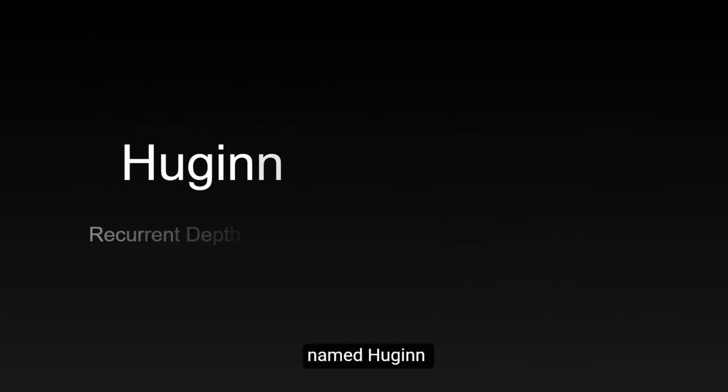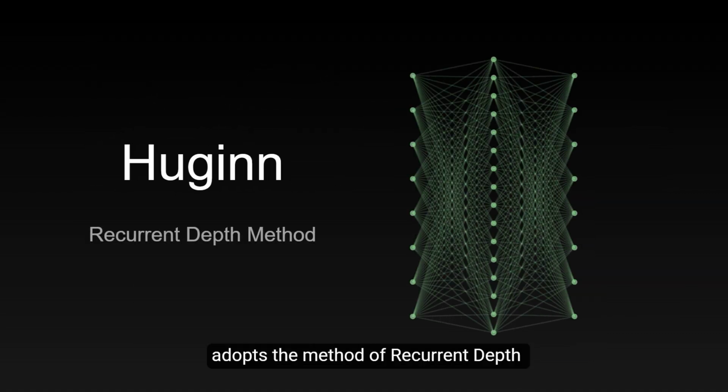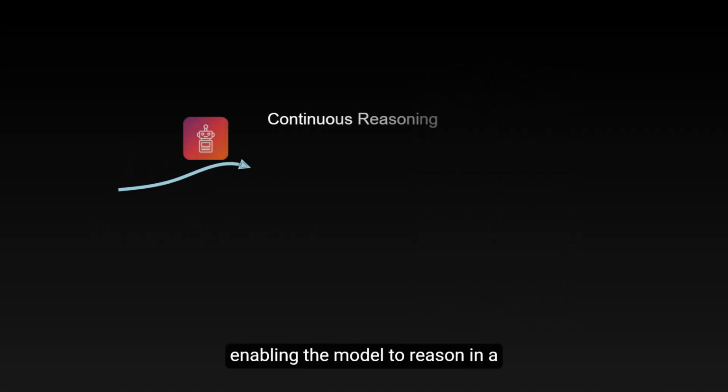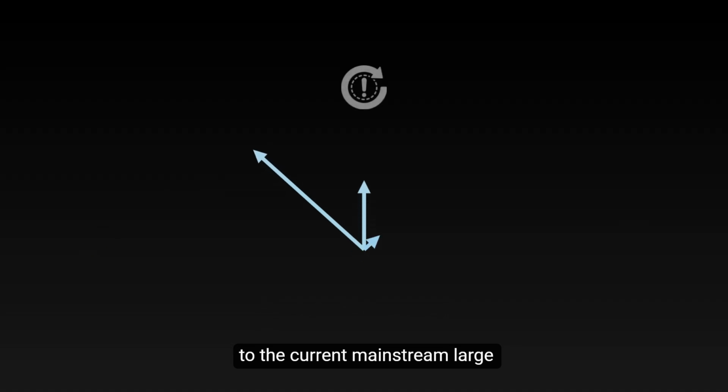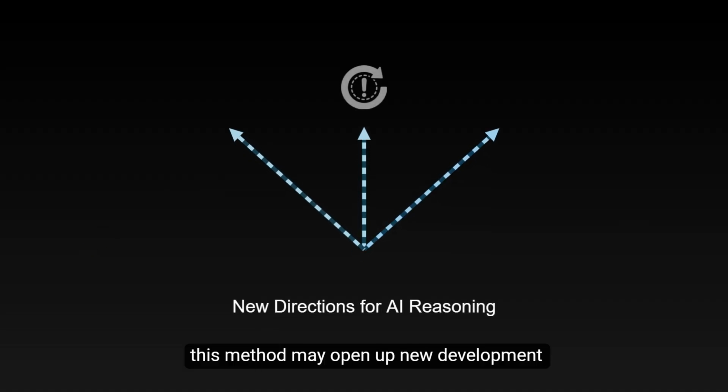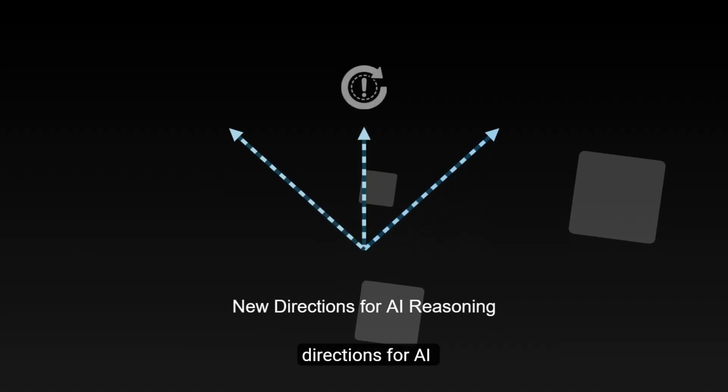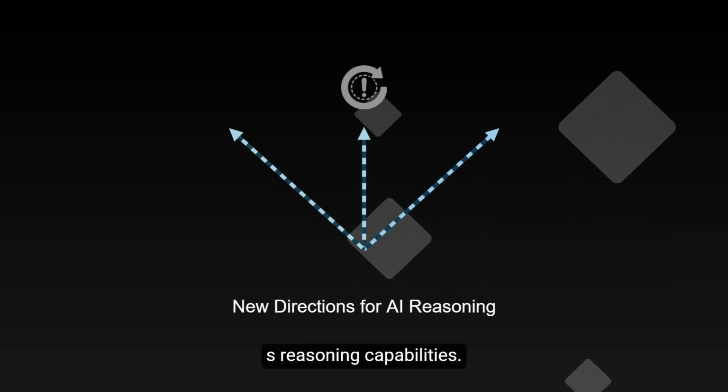This model, named Huginn, adopts the method of recurrent depth, enabling the model to reason in a continuous latent space. Compared to the current mainstream large language models, this method may open up new development directions for AI's reasoning capabilities.